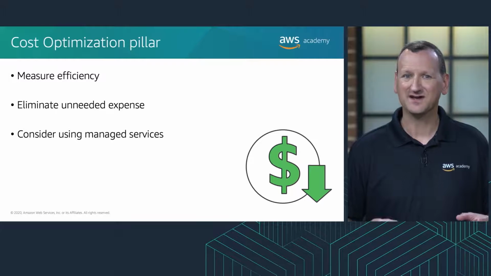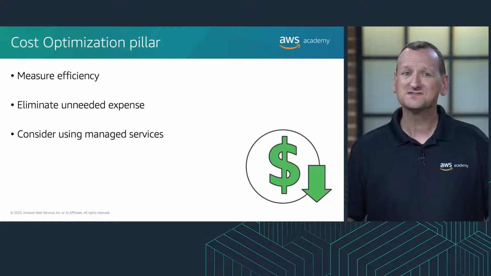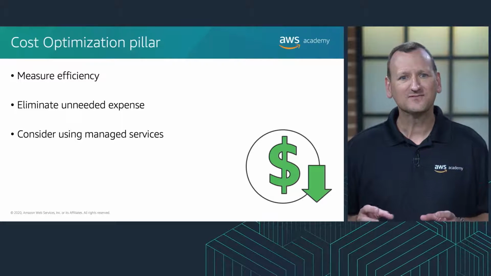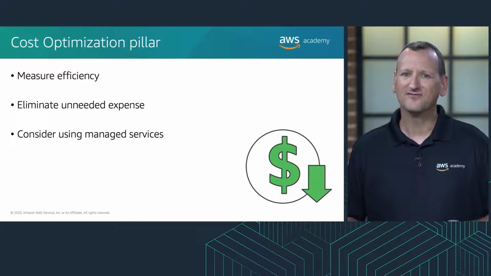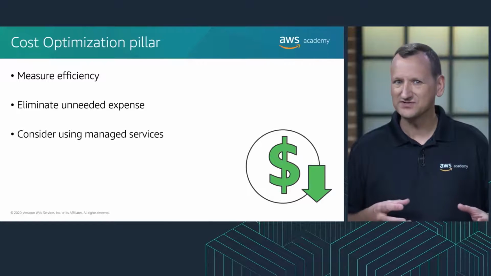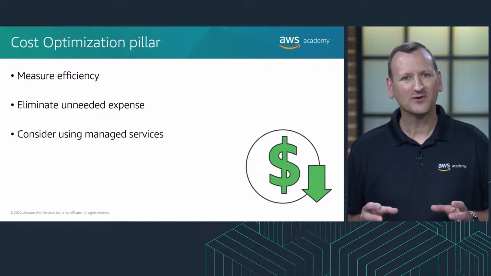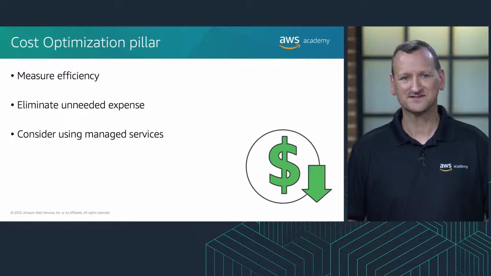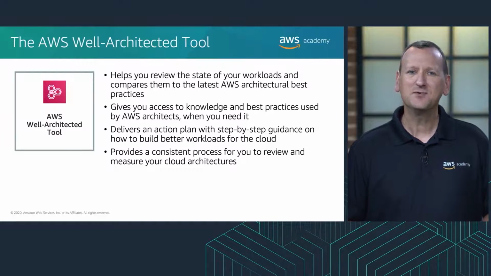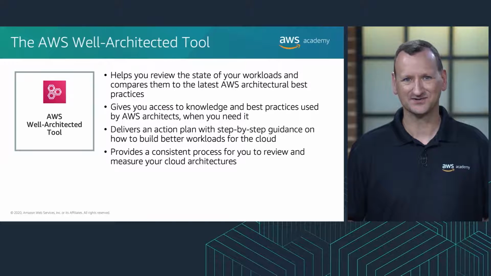Cost optimization is an ongoing requirement of any good architectural design. The process is iterative, and it should be refined and improved throughout your production lifetime. Understanding how efficient your current architecture is in relation to your goals can remove unneeded expense. Consider using managed services because they operate at cloud scale and they can offer a lower cost per transaction or service.